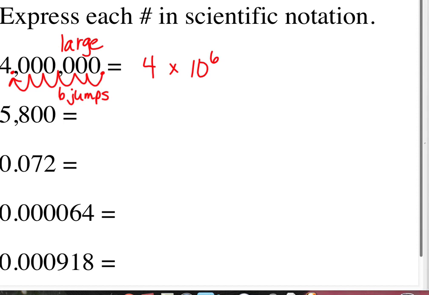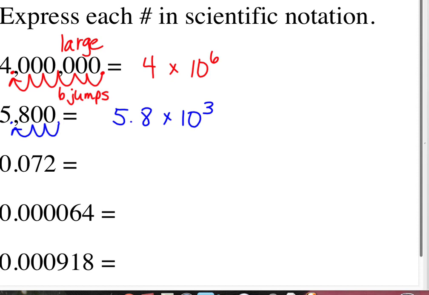Okay, let's do the next one. 5,800. Where's the decimal now? I don't see it. It's right there. Where does it need to be? Between the 5 and the 8. Right there. How many jumps? 1, 2, 3 jumps. So, it's 5.8. That's good scientific form. Times 10. And it was 3 jumps. Okay, look at the next one.